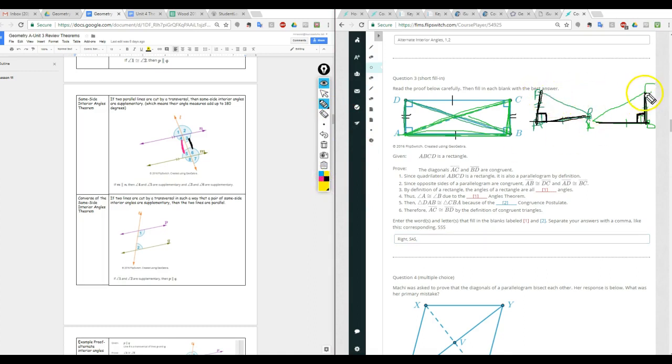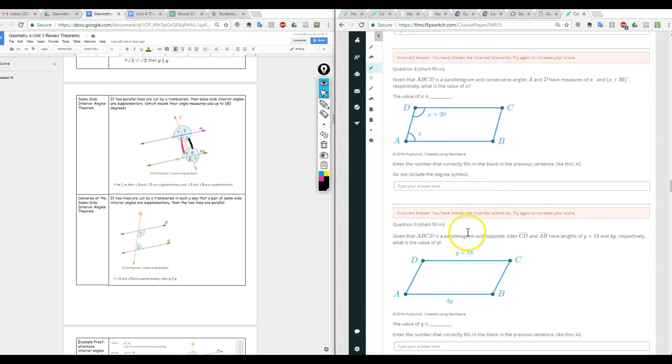Therefore, segment AC, right here, is congruent to BD, which is right here in the picture. So there's our diagonals. Ta-da! And if you notice, they ended by stating what they were trying to prove. The prove line will always be the last sentence of your proof, because that was your whole goal.